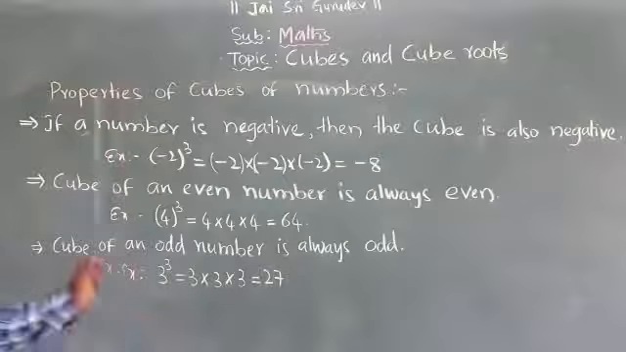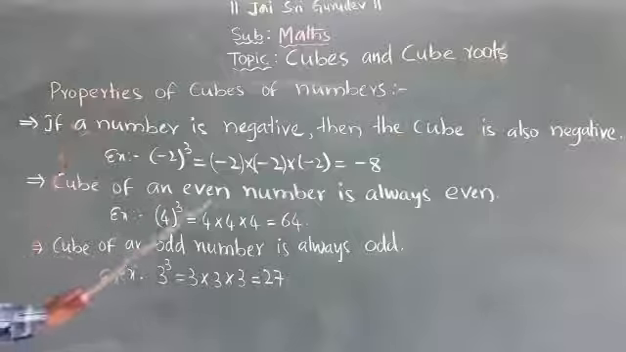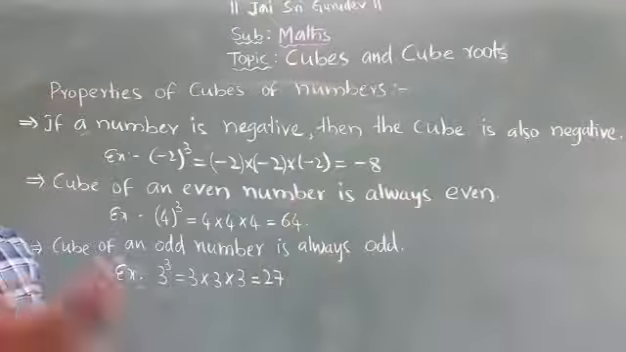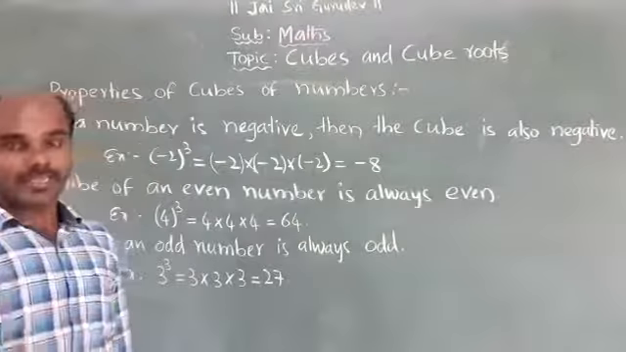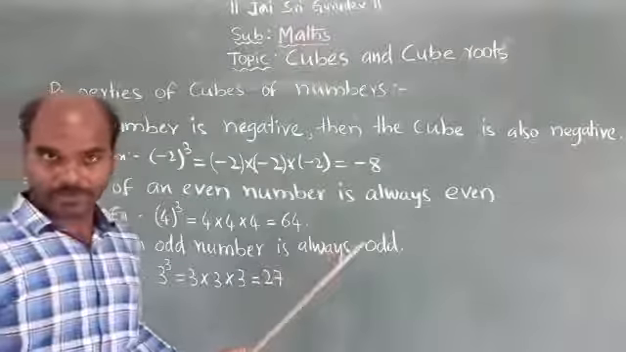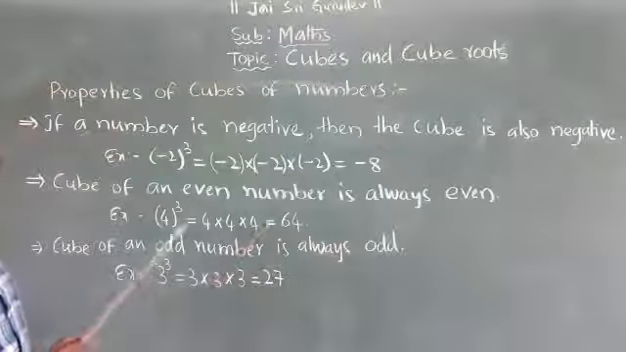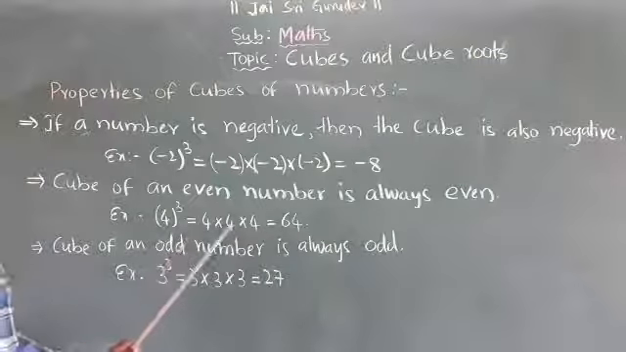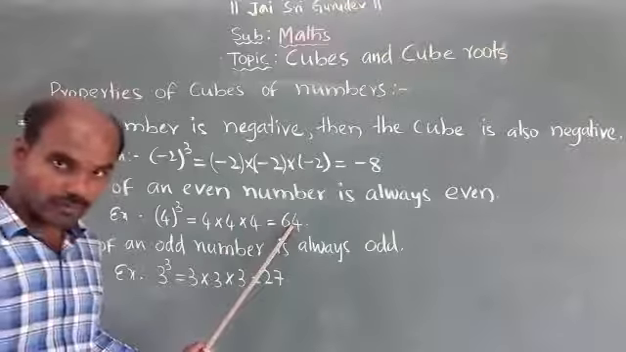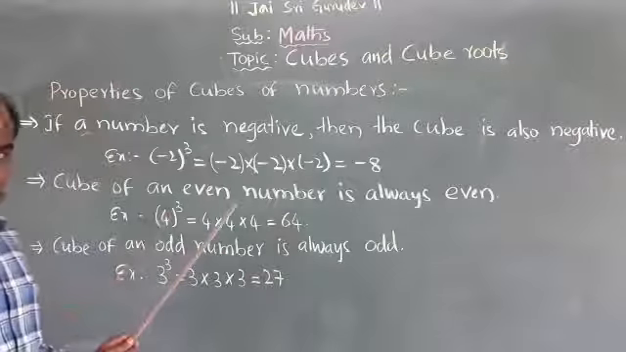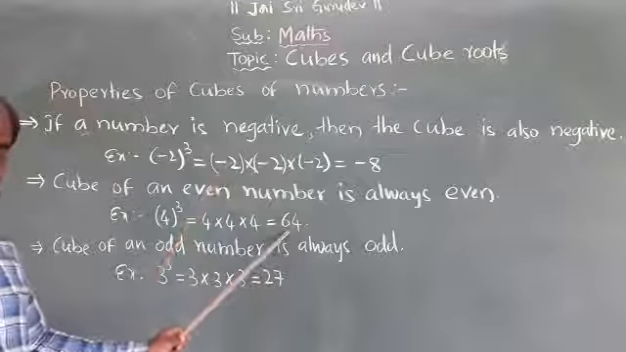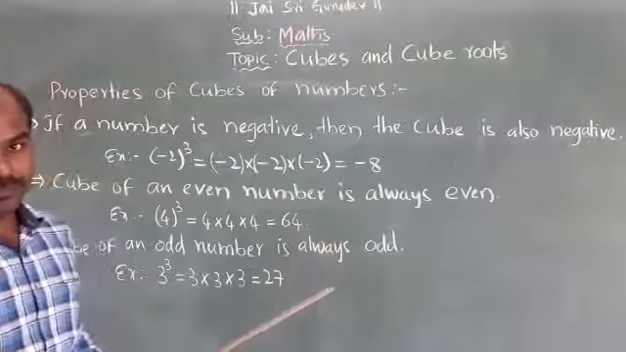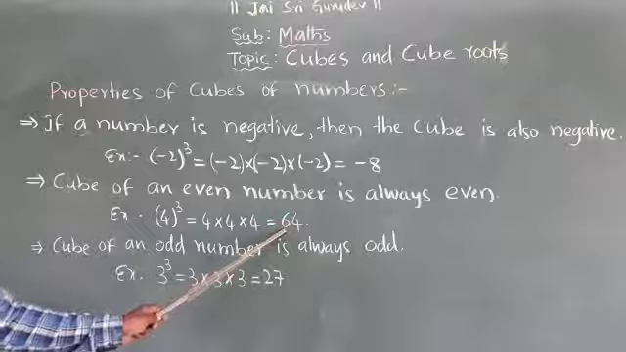And the second property is: the cube of an even number is always even. The cube of any even number we get is only an even number. For example, I am taking 4. 4 cube is 4 into 4 into 4. 4 times 4 is 16, 16 times 4 is 64. 4 is an even number, and its cube 64 is also an even number. Yes or no, children? That is the second property.